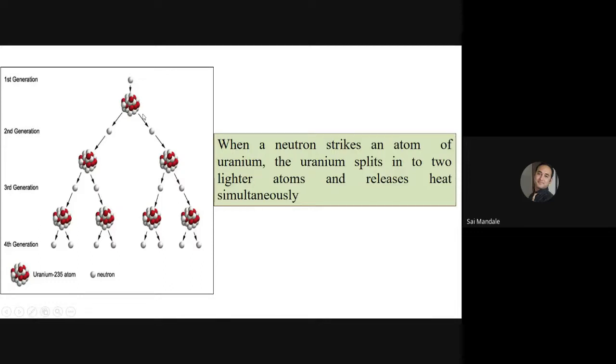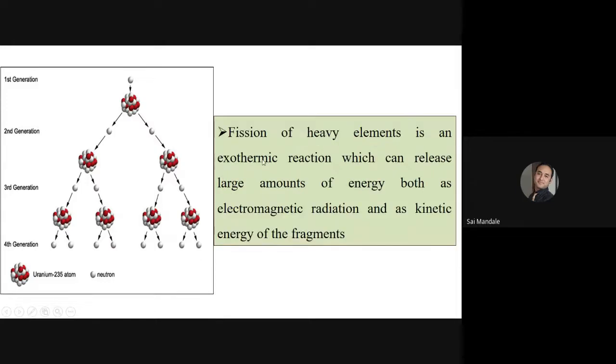First, a neutron strikes the atom and splits it into two lighter atoms. In the next generations, the fission of a heavy element is an exothermic reaction which can release a large amount of energy, both as electromagnetic radiation and as kinetic energy of the fragments. If this one strikes this, there will be a splitting. Now this will split into two different parts, and again these will strike others. Whenever neutrons bombard the atoms, the splitting goes on continuously, and so on.